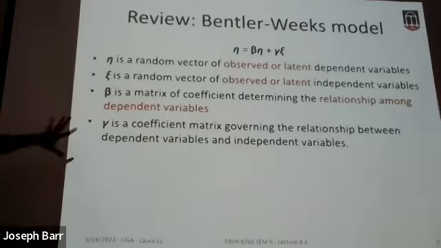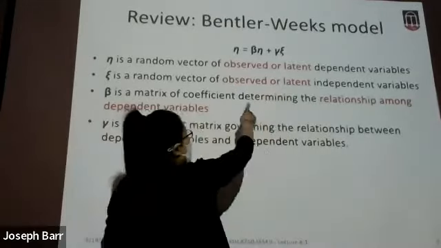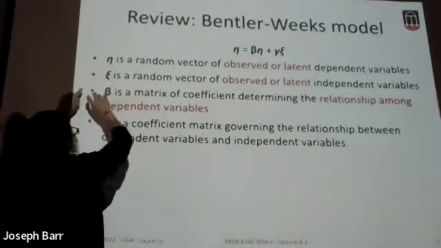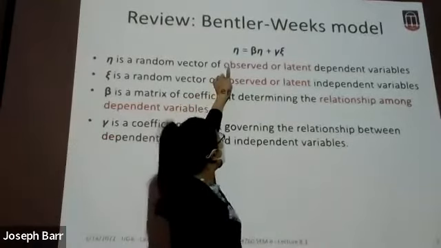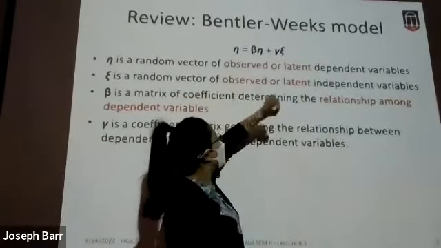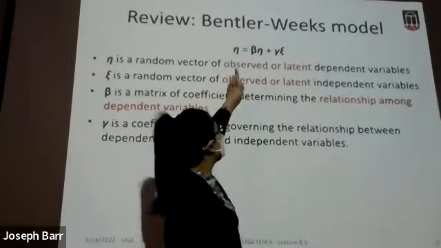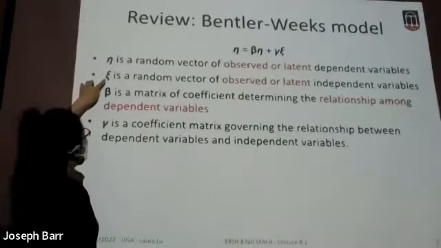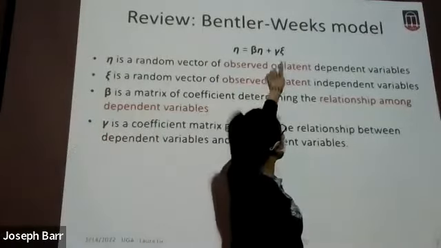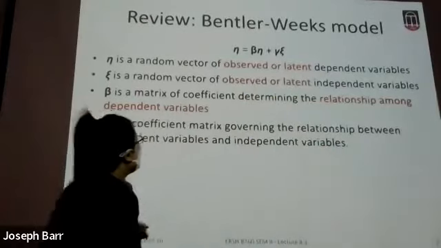In this case, I don't care if it's observed or latent. We just use one letter to show it's a dependent variable. This is eta, the dependent variable. It could be y, it could be eta, it could be observed, it could be latent. And here is the independent variable, and it could be observed or latent.